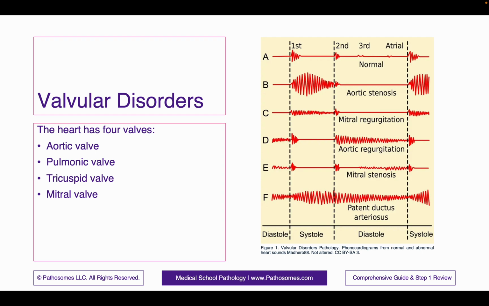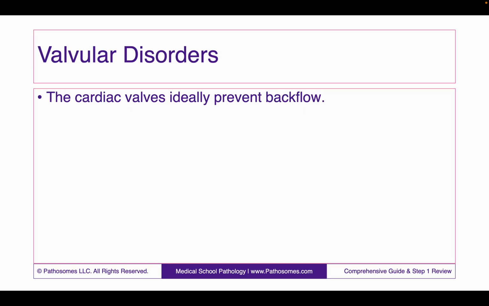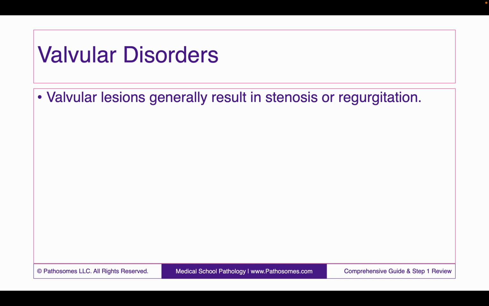Valvular disorders. Now, like we learned in anatomy, in normal circumstances, the heart has 4 valves: the aortic valve, pulmonic valve, tricuspid, and the mitral valve. Now, the cardiac valves ideally prevent backflow. That's what valves do. Prevent the flow from going in the wrong direction. Valvular lesions generally result in either stenosis or regurgitation.